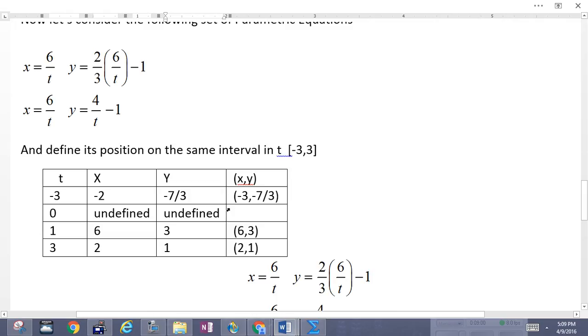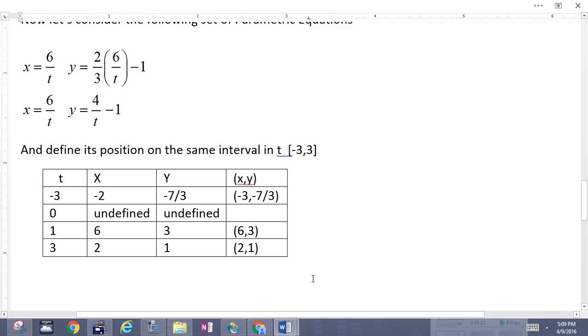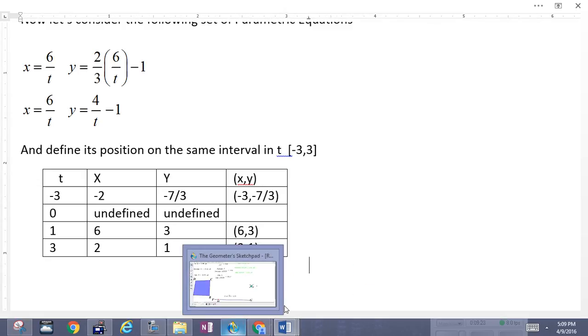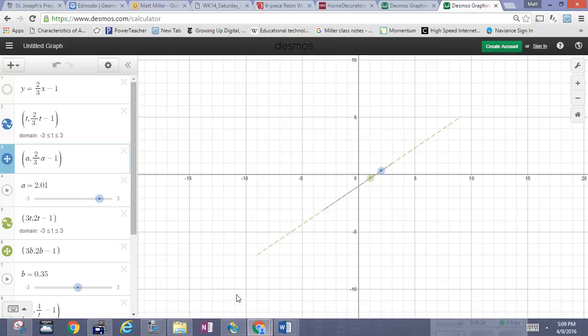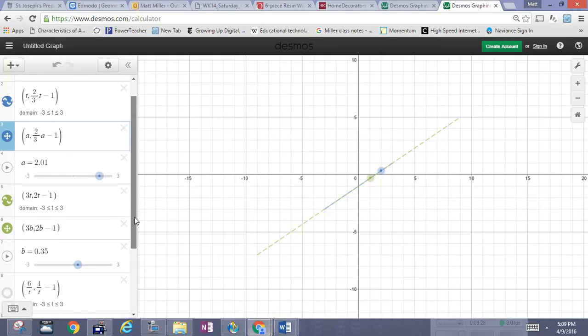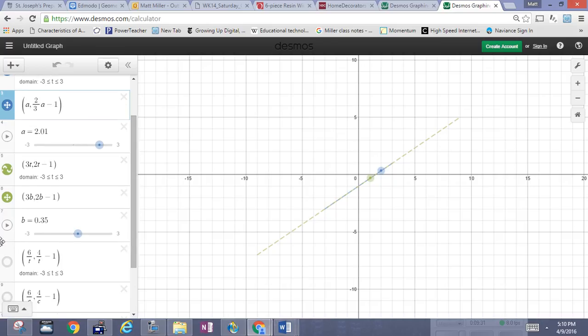Just plotting where our positions are, we're starting now on the same interval from -3 to 3. We're starting at (-2, -7/3), and ending up at (2, 1). Let's take a look at this on Desmos and try to figure out what's going on with this. Now, redefining this with that set of parametric equations, look at what we have.